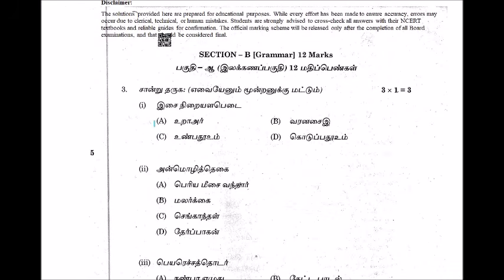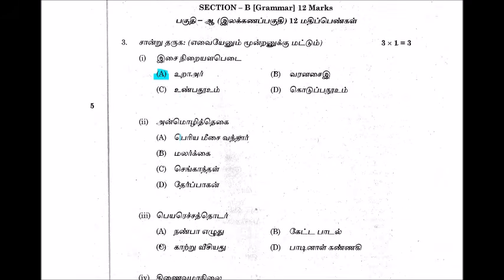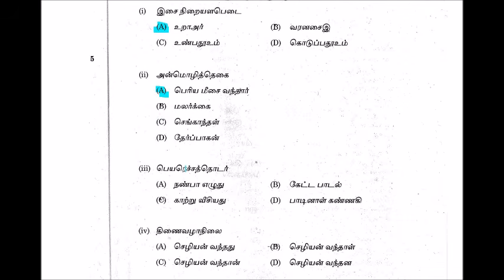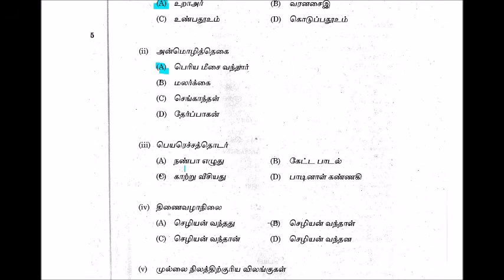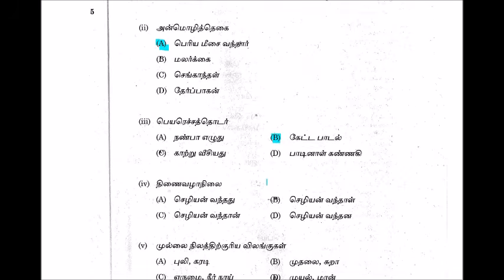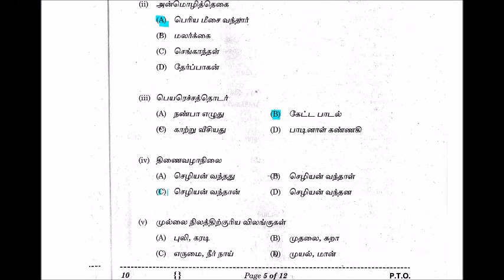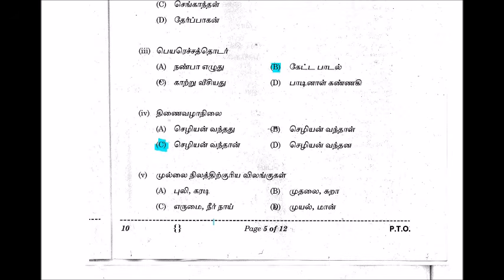First question's answer is option A. In the second question, option A is the correct answer. In the third, option B is the correct answer. In the fourth, option C is the correct answer. And in the fifth question, option D is the correct answer.